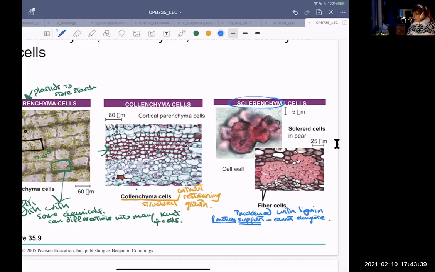So there's two kinds of cells. There's the scleroid cells, the fiber cells. The scleroids are very thick. So the scleroid cells, for secondary walls, are very thick, like the walls you find when you eat nuts, for example. They're the hardness of nutshells and seed shells.